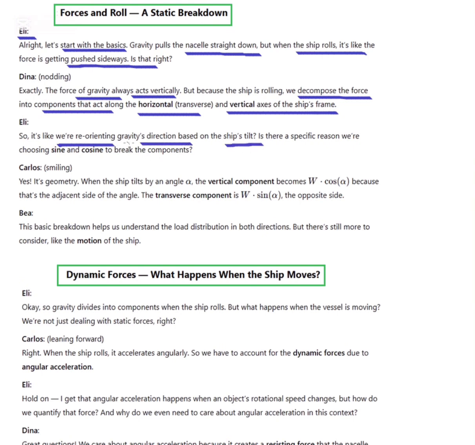Why are we reorienting the gravity's direction? Because the ship is tilting. Is there a specific reason we are choosing sine and cosine to break down the components? Yes, it's geometry. When the ship tilts by an angle alpha, the vertical component W becomes W cos alpha.